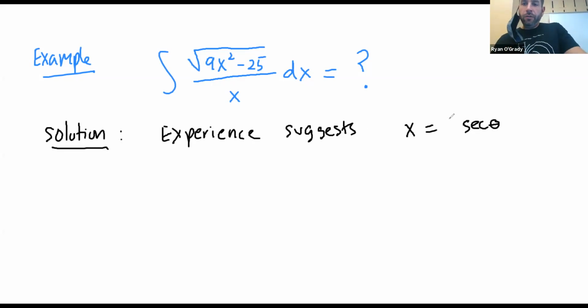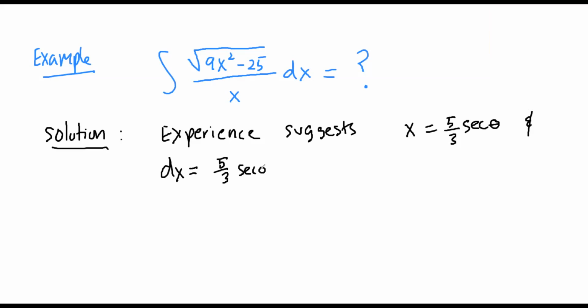So why am I going to choose 5/3? Well, because when I square 5, I get 25, and when I square 3, I get 9. What's useful about that is 1/9 is going to cancel that other 9. And then I'm going to have 25 secant squared minus 25, and then I can factor out the 25. That's one way to interpret this. So experience suggests this. And if x is equal to this, what is our dx? Well, our differential becomes 5/3 times the derivative of secant. Many of us don't remember this one. Turns out the derivative of secant is secant times tangent.